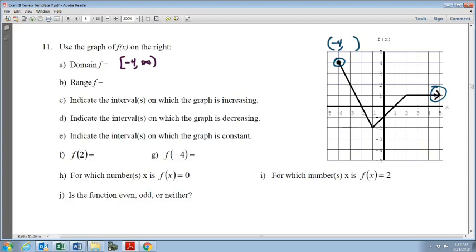The range, we want to go from the lowest to the highest point and look at y values. So here the lowest point has a y value of -2. The highest point has a y value of 4. So the range is -2 to 4. And so notice with domain and range, normally the endpoints are included, that's why we're using brackets, whereas with increasing, decreasing, and constant we're always going to use open intervals, again of x values.